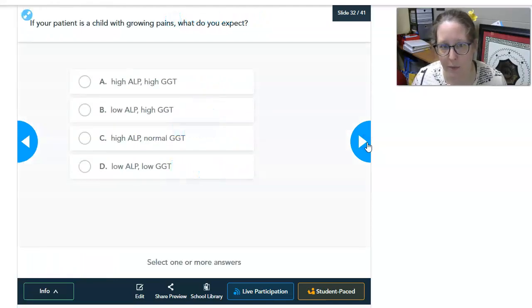Next question: if your patient is a child with growing pains, what would you expect? Again, same kind of patterns. Pick which one you would expect for a child with growing pains.